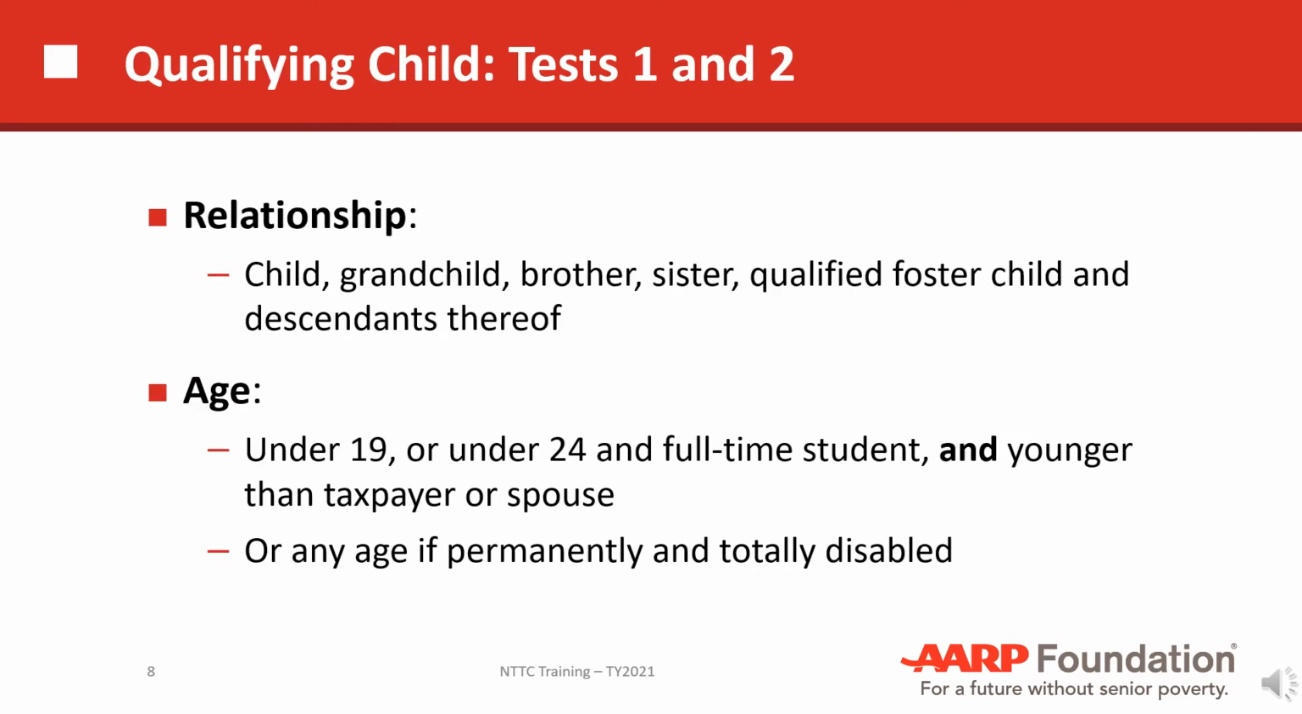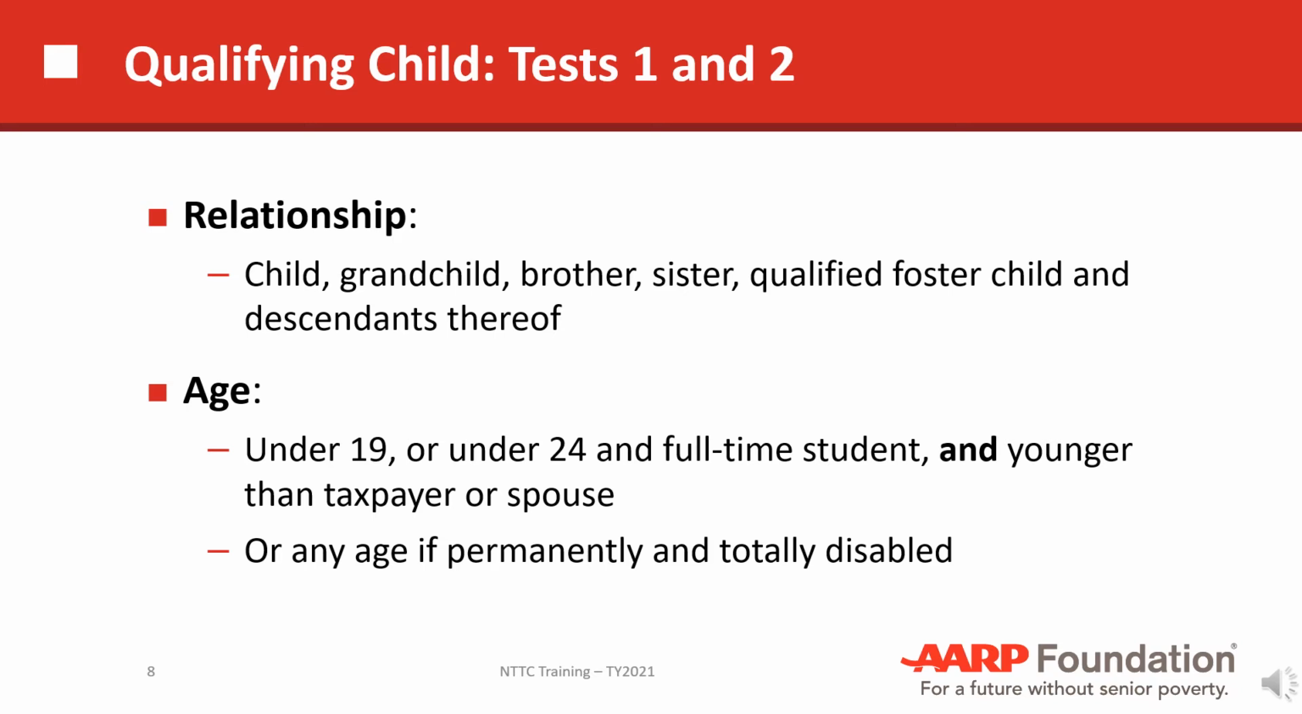Qualifying child tests 1 and 2. So we have to test the relationship and we have to test the age. So as far as relationship is concerned, a qualifying child needs to be either a child, grandchild, brother, sister, qualified foster child, or descendant of any of those. Also, the half brothers and half sisters are included here, as well as step brothers and step sisters. So that's the relationship test.